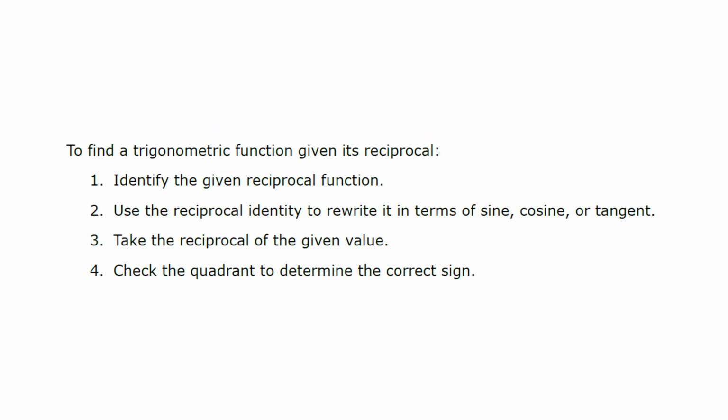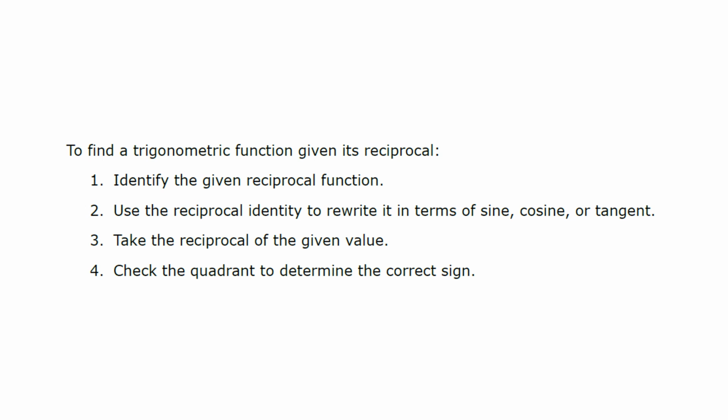So here are some directions to help us find a trigonometric function given its reciprocal. First, we're going to identify the given reciprocal function. Then we will use the reciprocal identity to rewrite it in terms of sine, cosine, or tangent. Then we'll take the reciprocal of the given value. And then number 4, check the quadrant to determine the correct sign. So sometimes questions will tell you that your value is only in quadrant 2 or only in quadrant 4. And then from there, you can determine whether your answer should be negative or positive.